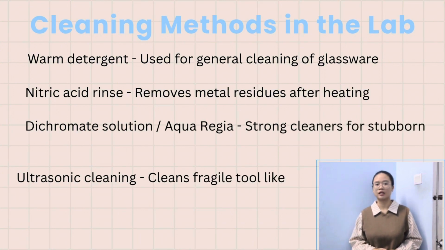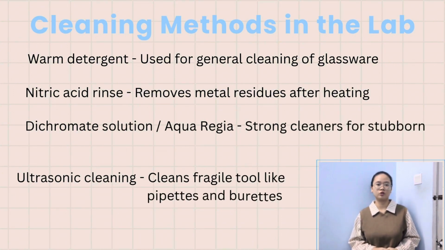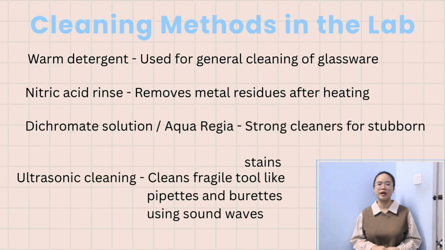Common cleaning methods include using warm detergent to remove general dirt, or for more stubborn residues, a nitric acid rinse is often used, especially after heating tools have been used, such as crucibles or tongs. For glassware with strong stains or leftover organic materials, more powerful cleaning solutions like dichromate solution or aqua regia may be used. For fragile instruments like pipettes and burettes, ultrasonic cleaning is preferred. This method uses sound waves to shake off tiny particles without damaging the equipment, ensuring it's clean without risking breakage.